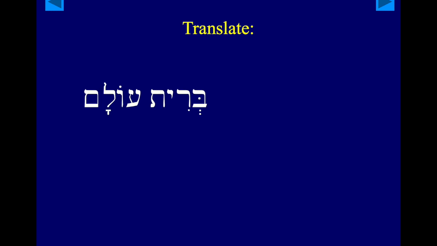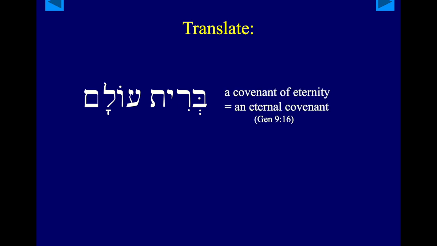Here's another example. Berit Olam. Berit means covenant. Olam means eternity or perpetuity. The covenant of eternity, or the eternal covenant. Now, there's no "the" actually. I said "the" because there's one that we always talk about in the Bible. But there's actually more, there are multiple ones. So this is Genesis 9, the covenant with Noah. So Berit Olam, an eternal covenant.